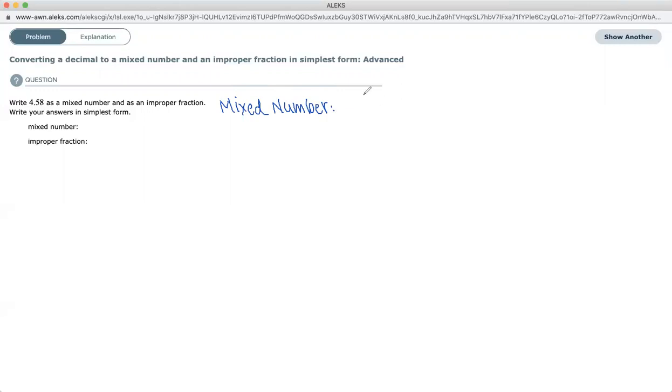All right, so remember the form of a mixed number. It has a whole number plus a proper fraction. And a proper fraction is one in which the numerator is less than the denominator. So the decimal that we have to work with for this problem is 4.58.